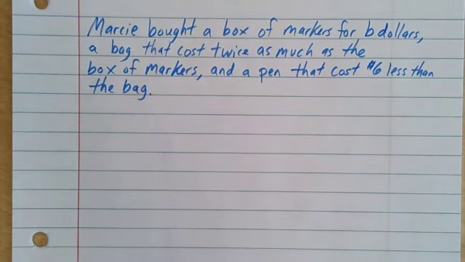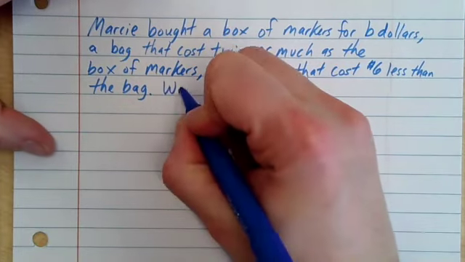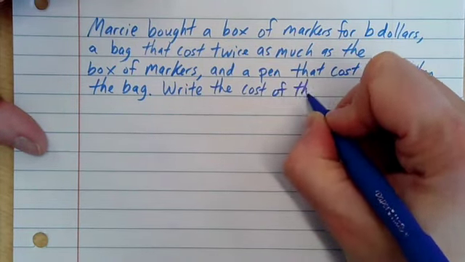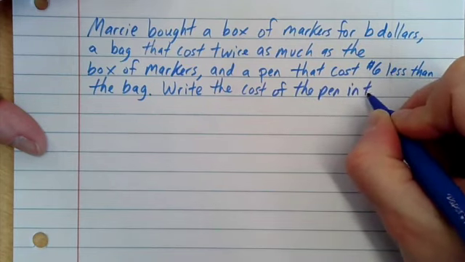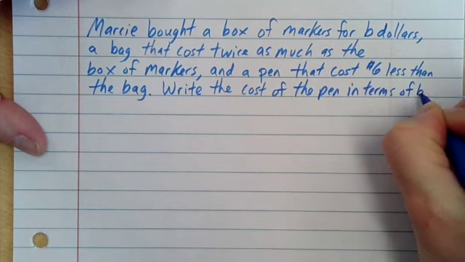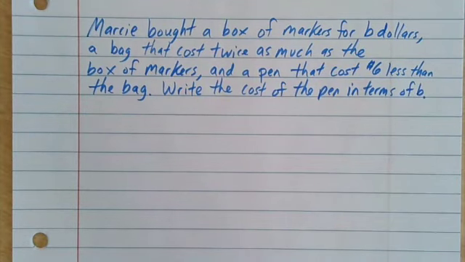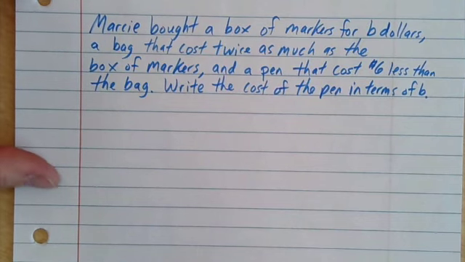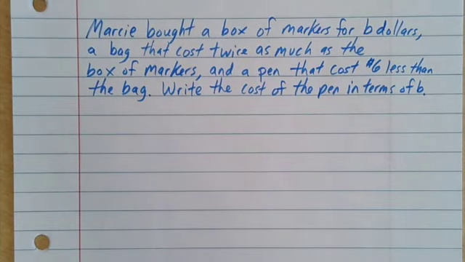You need to write the cost of the pen in terms of B. And if you remember, we talked about in terms of G, in terms of M. That's just whatever variable you're using. In other words, you don't actually know the answer. You are just writing an algebraic expression because they don't tell you what B is. So the first thing you need to do is go through it step by step and write down what each thing cost.